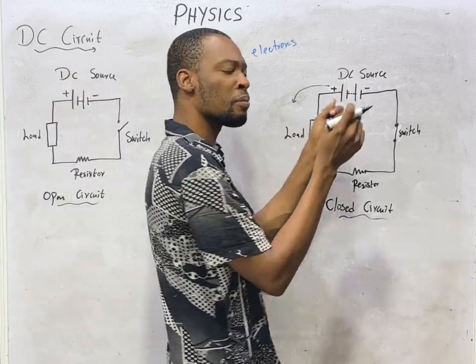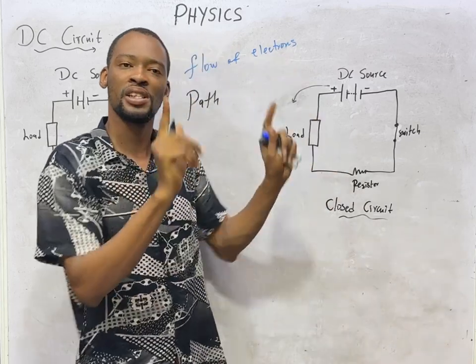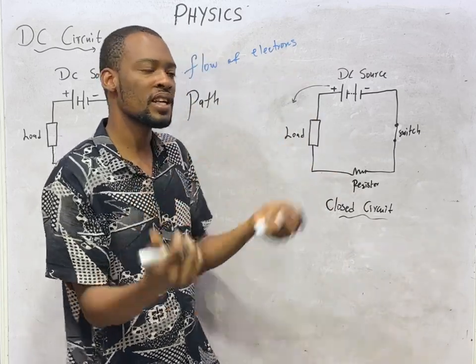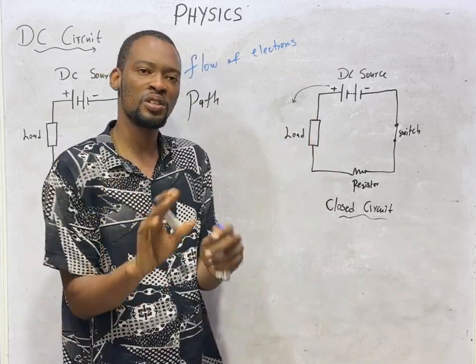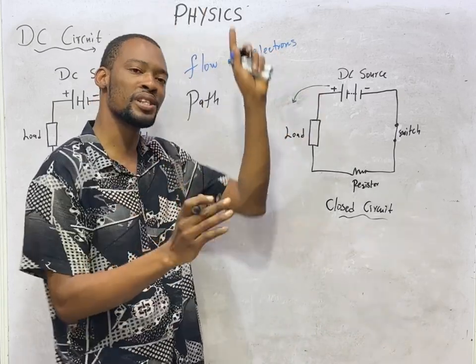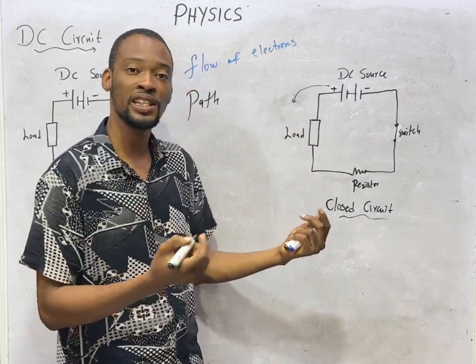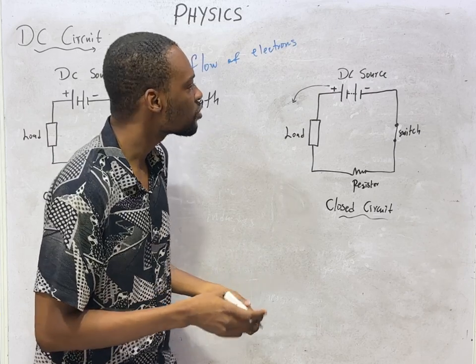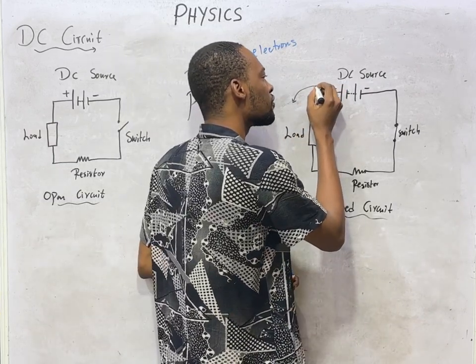If you have positive and positive together, the potentials will be the same. So current will not flow. Negative, negative is the same potential, current will not flow. But when you have two different potentials, current will flow. That is potential difference or voltage. So current will flow from positive.